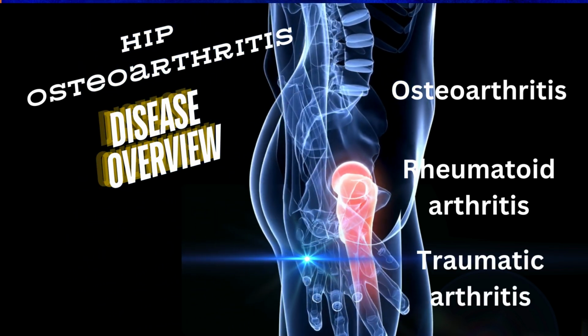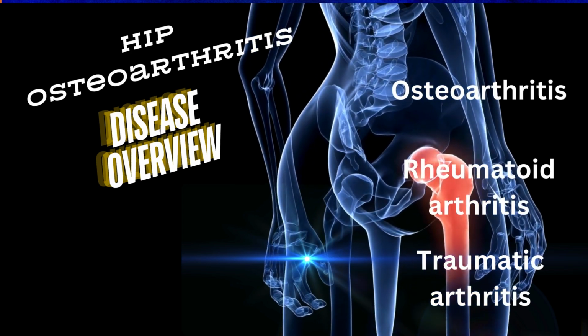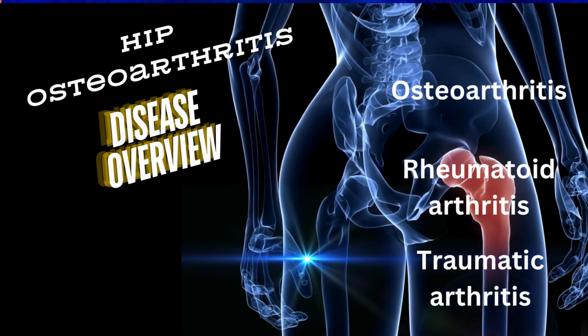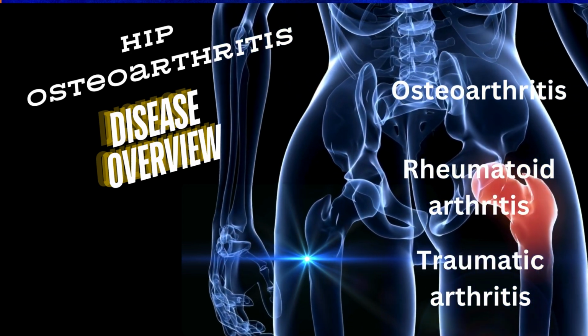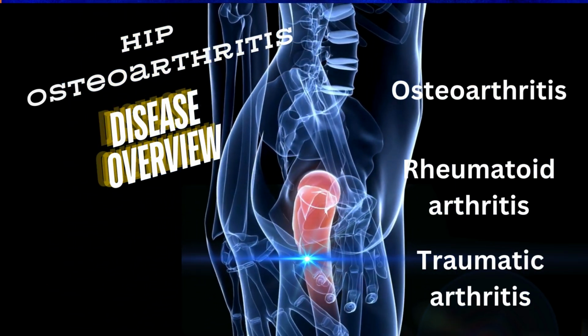The third is traumatic arthritis. This is a type of arthritis resulting from a hip injury or fracture. Such injuries can damage the cartilage and cause hip pain and stiffness over a period of time.